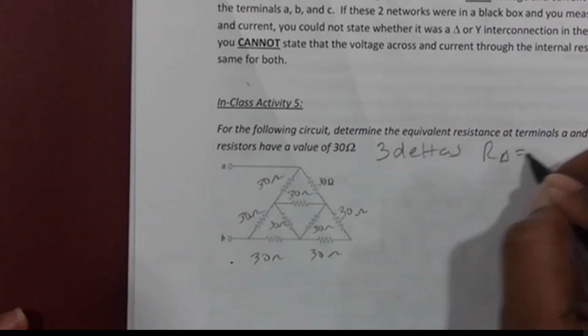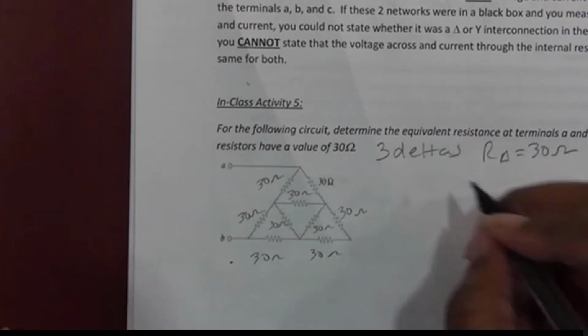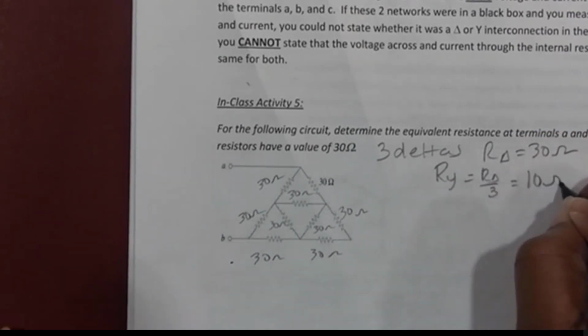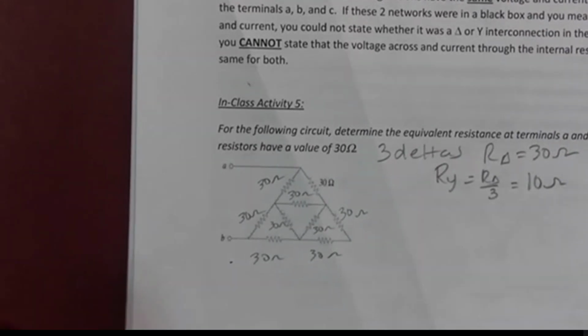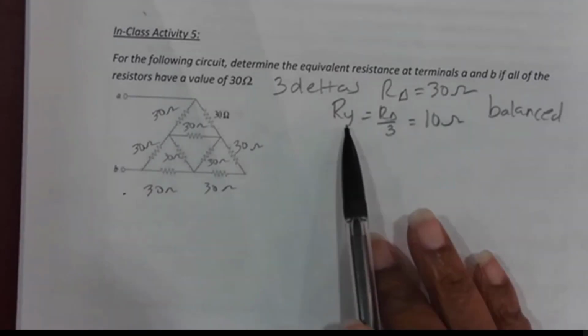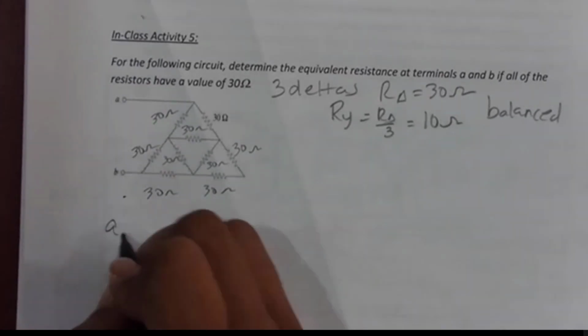And since our delta is 30 ohms, I'm going to convert them to 3 Ys. So our Y is our delta over 3, which is 10 ohms because this is balanced. The 3 deltas are going to become 3 Ys. Each delta has a value of 30 ohms, and because they're balanced, our Y is our delta over 3. So when I redraw it, each Y is going to have a value of 10. So this is what it's going to look like.